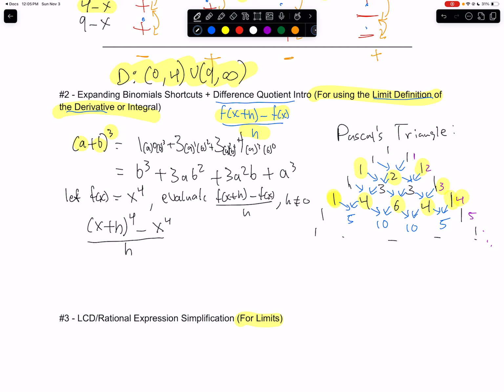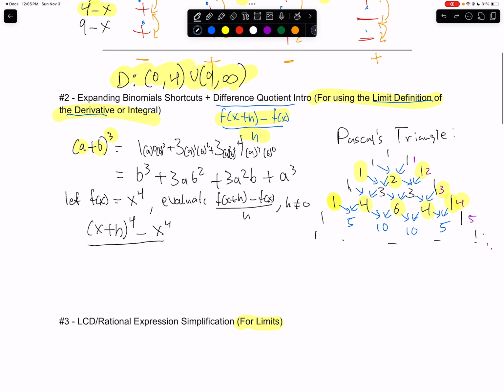So where do we go from here? The ultimate goal with the difference quotient is that the h in the denominator should cancel out. The h will always cancel out, and when the h cancels out, that's when you know you're done. So we have this over h. The only way to actually do this is to FOIL out x plus h to the fourth. Well, if you memorize the formula for a plus b to the fourth, you could do it.